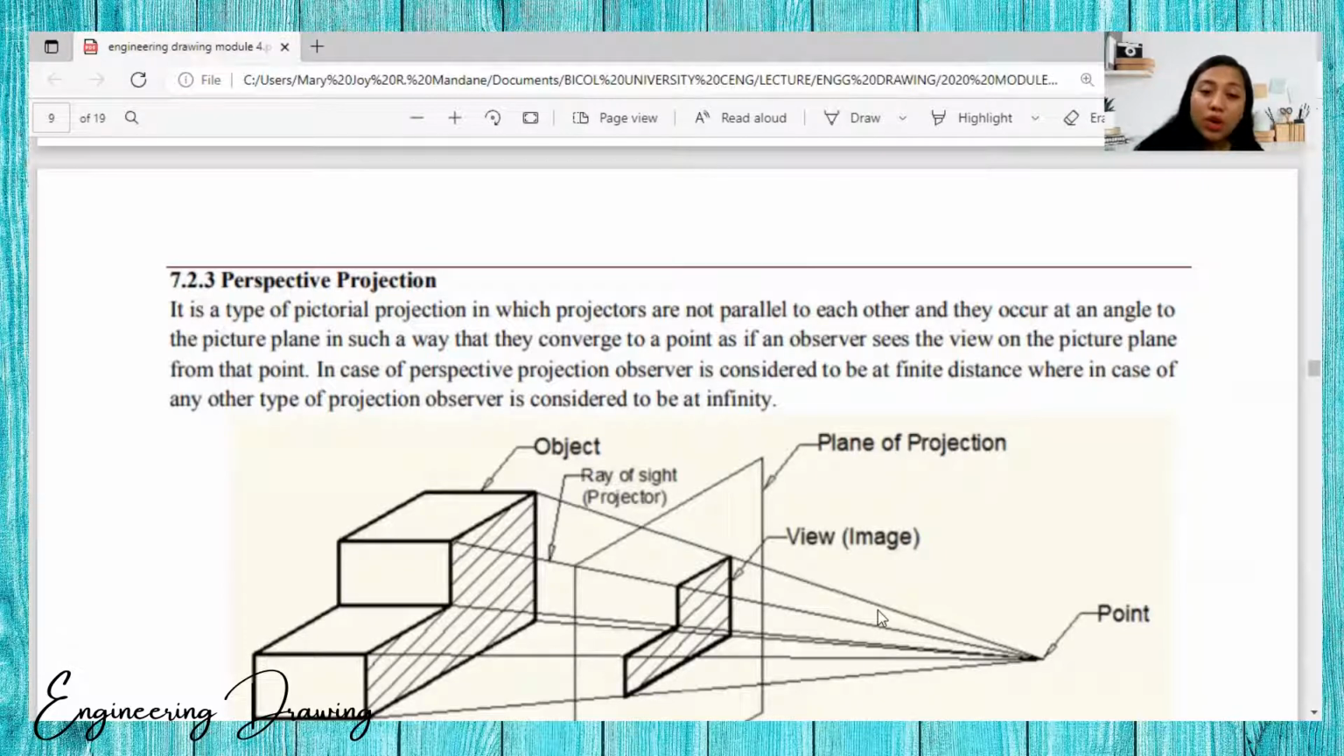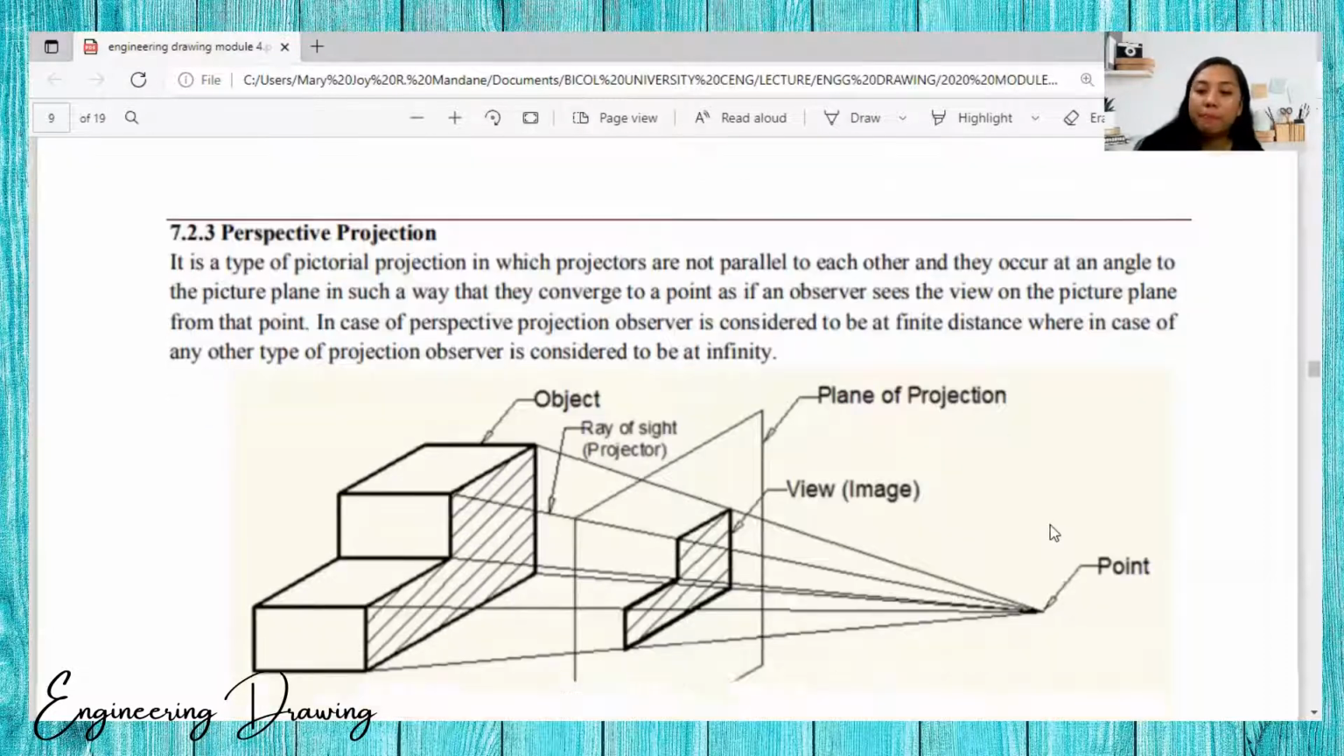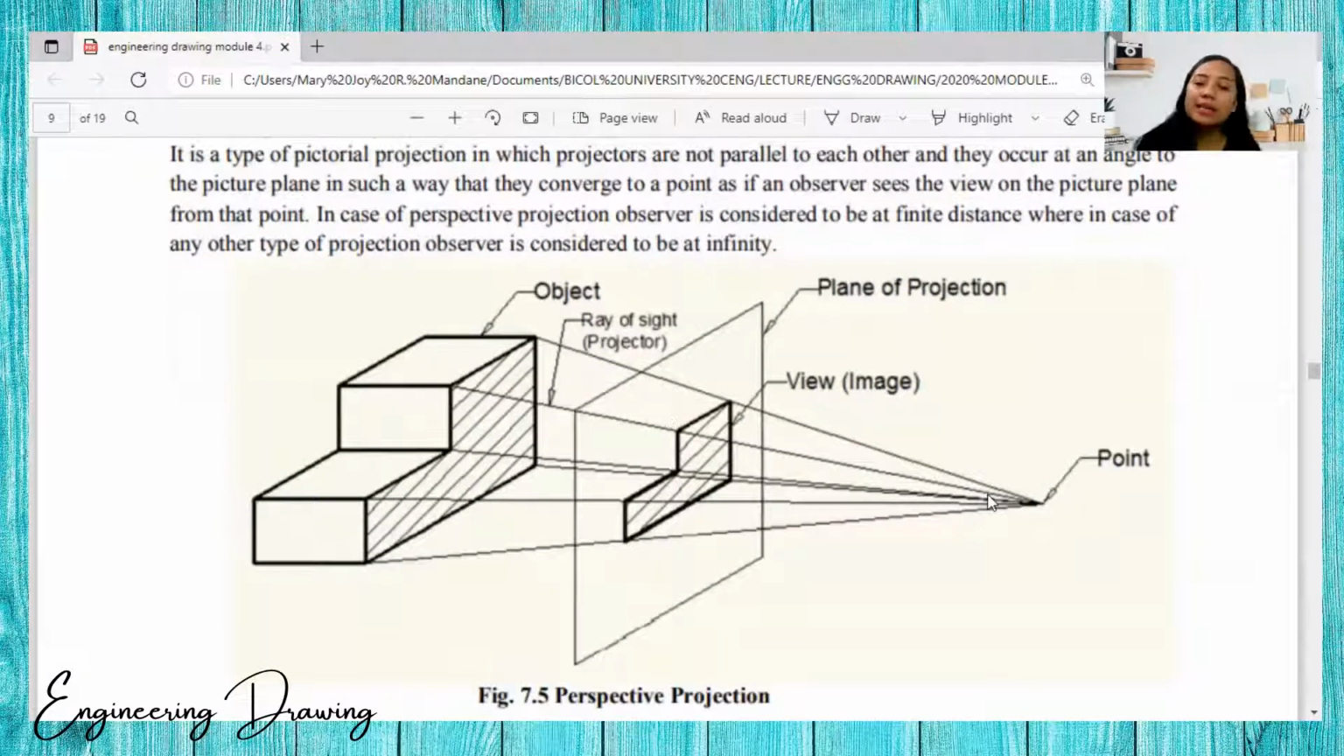So, as you can see, they have a point here. In other words, all the lines intersect going to one point. And our view also became smaller. It is not parallel, where the size of the object is also the size of the view. This is perspective projection. So, there is scaling. Scale down, or depending on the case, scaling up is also possible, but not here. Okay? But this time it's scaled down.